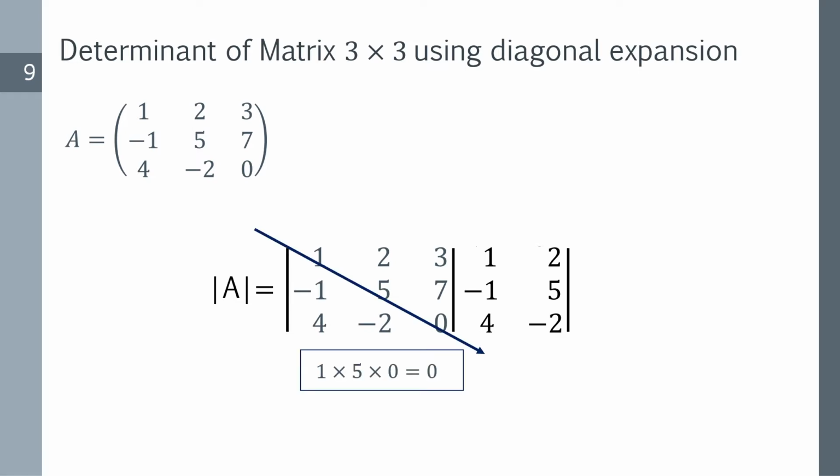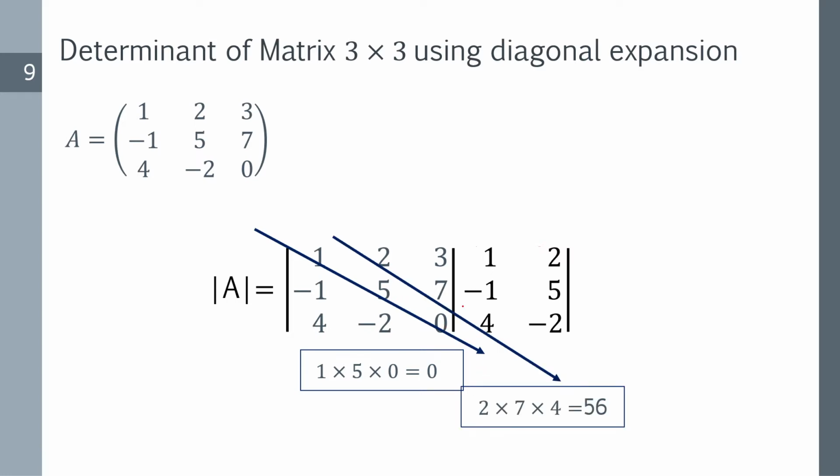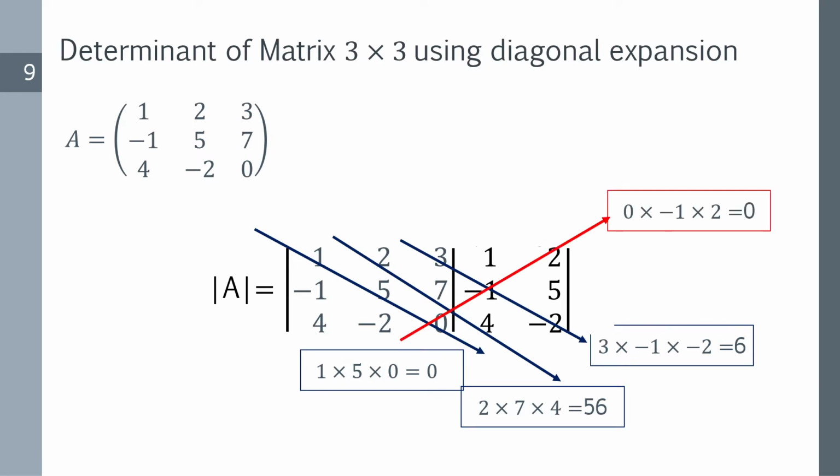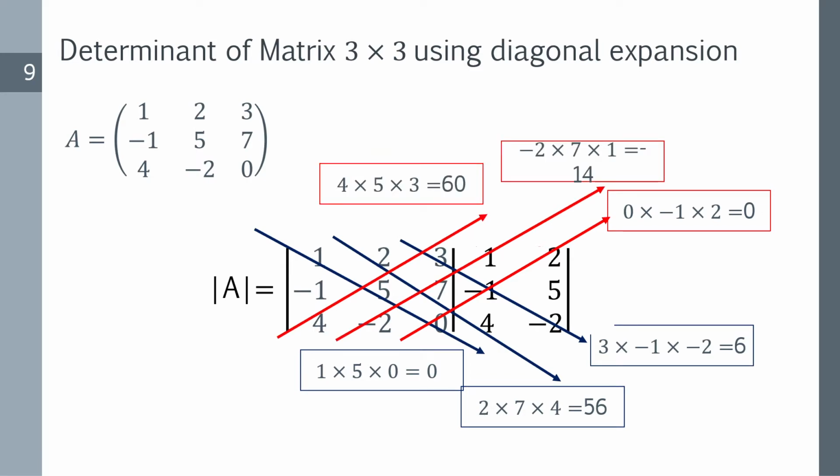Then you go the diagonal way, just like just now. We have AD minus BC, so we are going to do the same thing. 1 multiplied by 5 multiplied by 0 is 0, and then 2 multiplied by 7 multiplied by 4 is 56. And then the third one, 3 multiplied by negative 1 multiplied by negative 2 is 6. And the same thing, we find the other 3 going to this side. Just now we only had one line, AD minus BC. Now we have 3 different lines, but with the same thing.